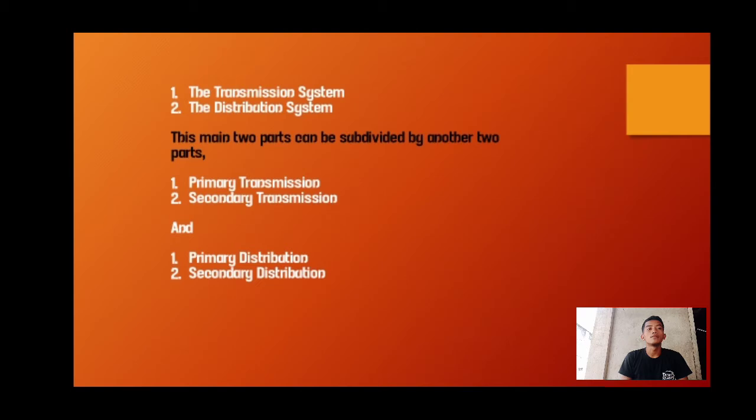Number 1, the transmission system. Number 2, the distribution system. These two main parts can each be subdivided into two more parts. Number 1, primary transmission. Number 2, secondary transmission. And number 1, primary distribution. Number 2, secondary distribution.